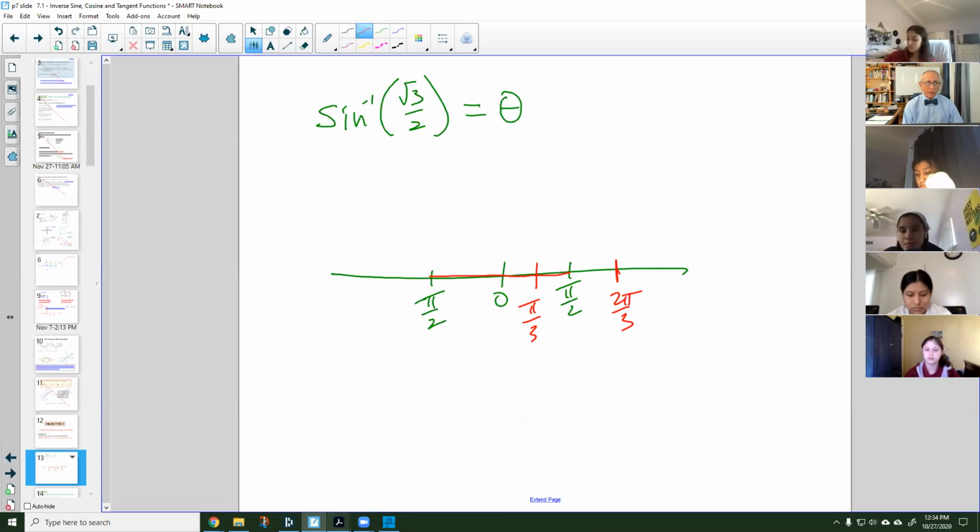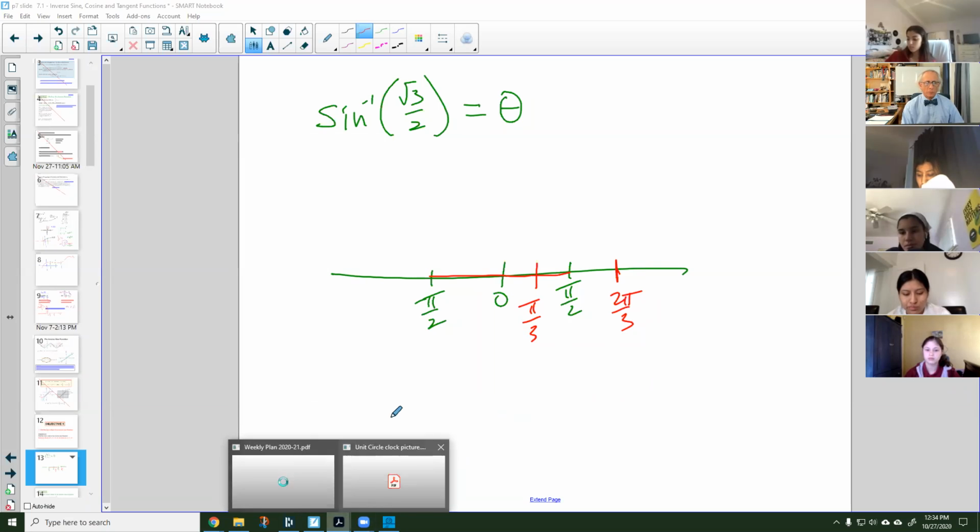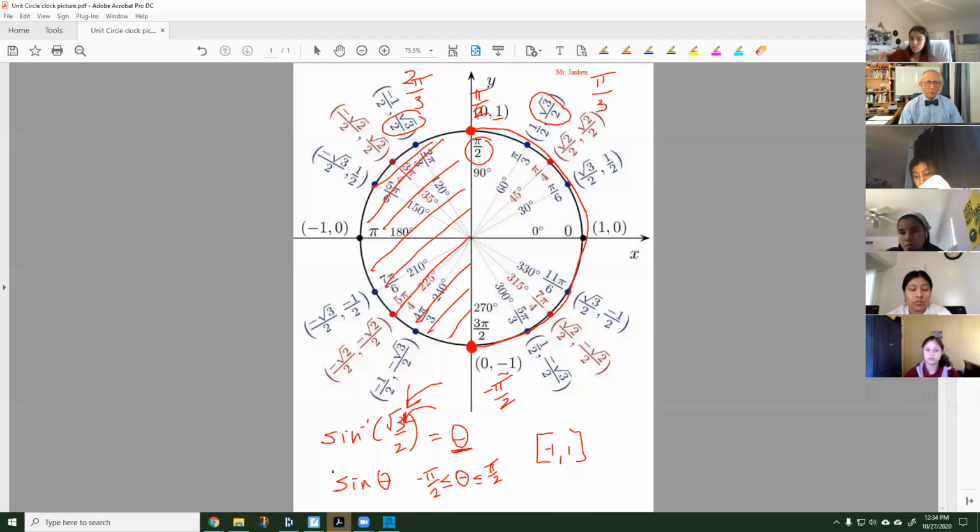So looking at it as part of the unit circle, I like to look at it as this half of the unit circle. Okay, that's the only place that I can find an angle for an inverse sine function. This half over here, forbidden territory, can't go there.